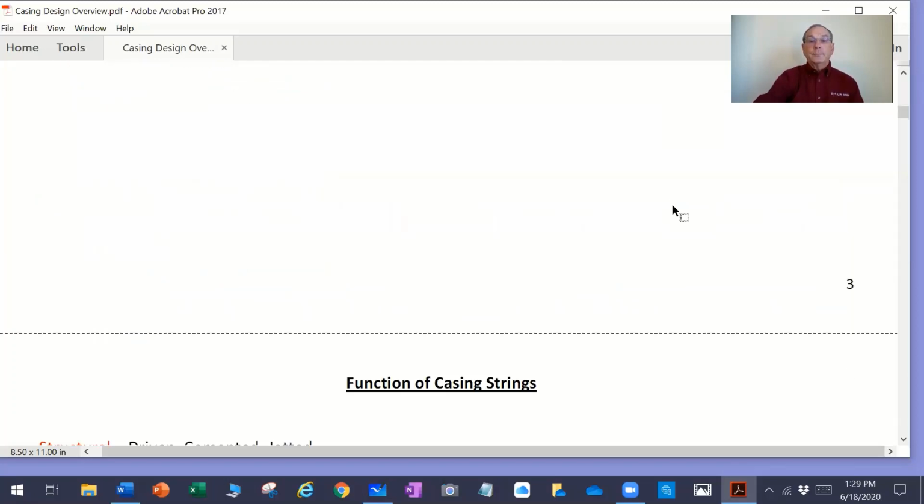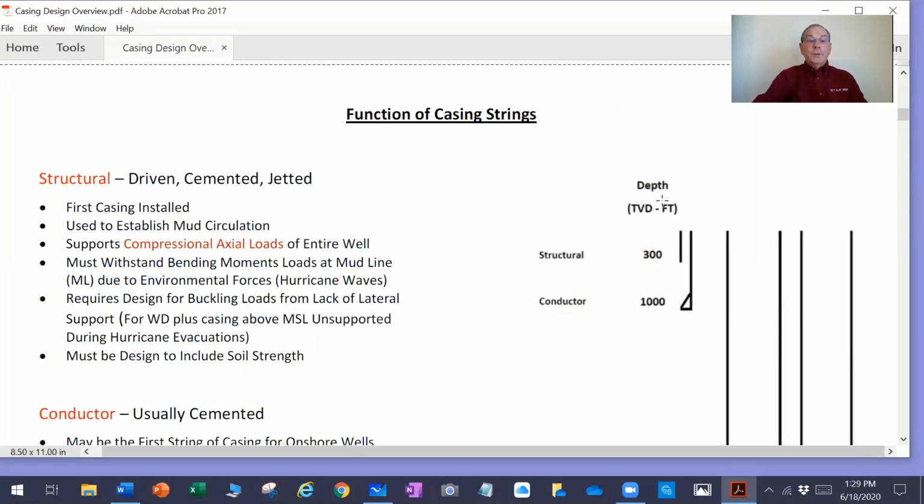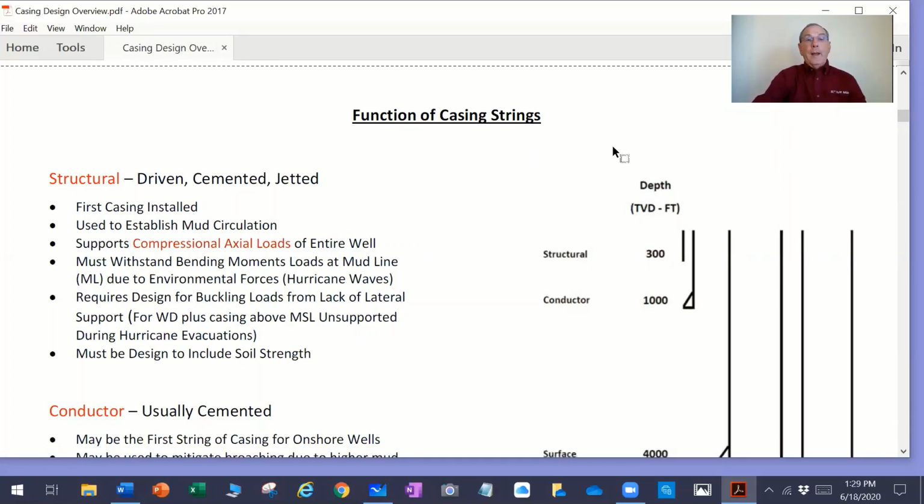Very important. Now, here are the functions of the various casing strings. We start off on a well with structural pipe, which is either driven or cemented or jetted in place. It's normally the first casing string that's installed on the well. It may even be installed before the rig gets on location, and quite often on land operations, that is the case.